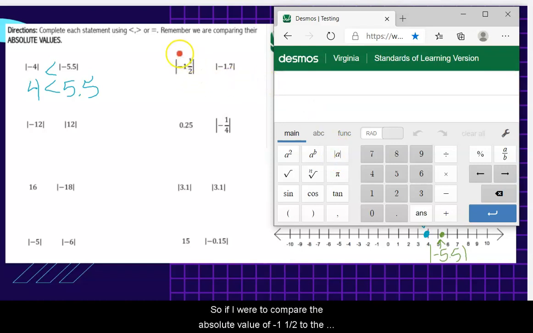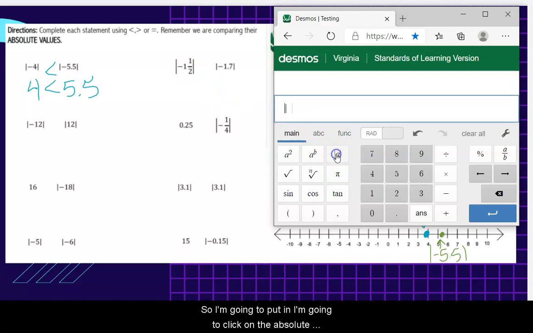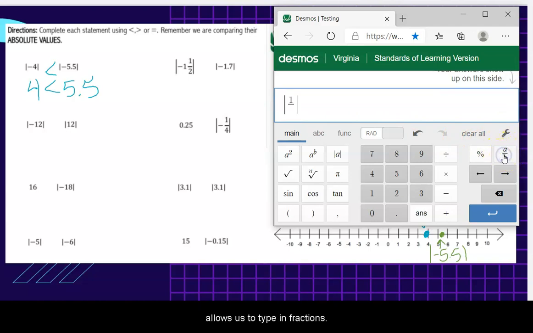So if I were to compare the absolute value of negative 1 1/2 to the absolute value of negative 1.7, I'm going to use this absolute value button. So I'm going to click on the absolute value, and you're going to notice that the bars show up. Now I can simply put the number inside, and I can put in my fraction 1 1/2. So I'm going to click on my 1. To put in a fraction, I have to click on that cursor. I'm going to click on the A over B, which is the key that allows us to type in fractions.